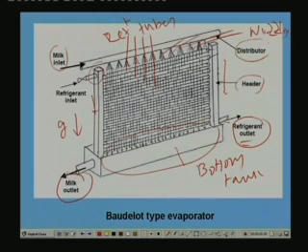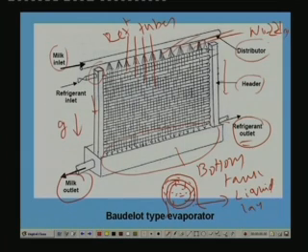So if you look at a single tube, you will find that you have a single tube like this. This is the wall of the tube. Through this tube refrigerant is flowing, and outside a thin layer of liquid gets collected. So outside you have a liquid layer. This liquid is the liquid that is being chilled. Since this has a small thickness, the heat transfer will be quite effective here. So this is known as Baudelot type evaporator.